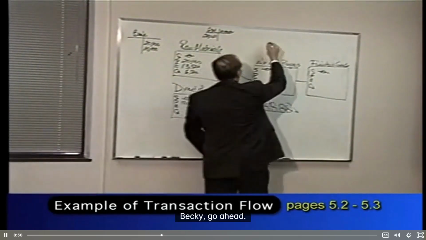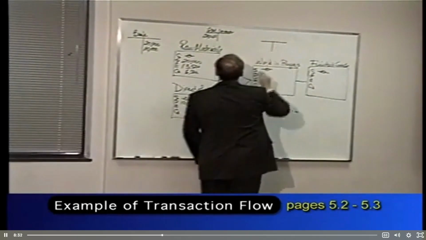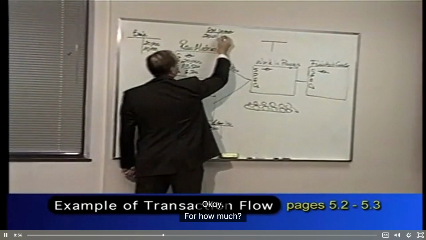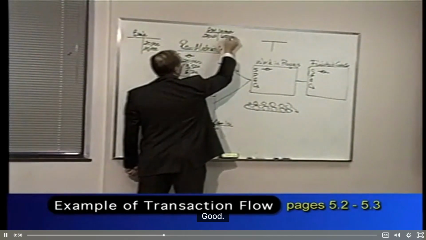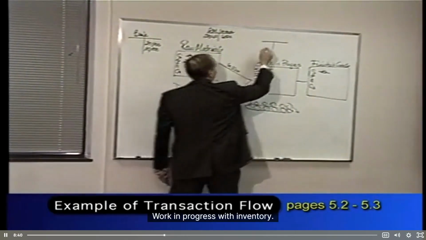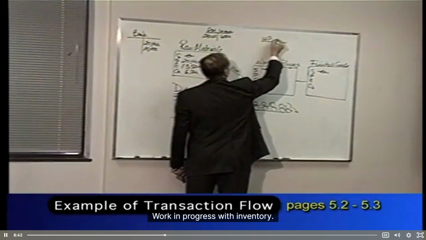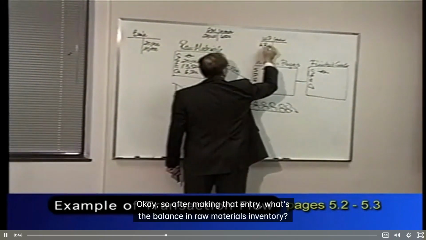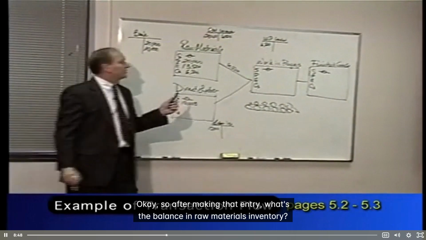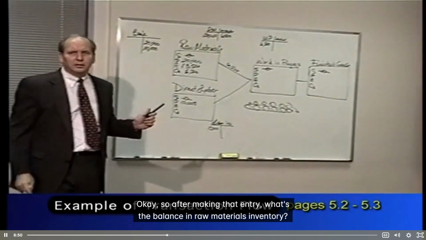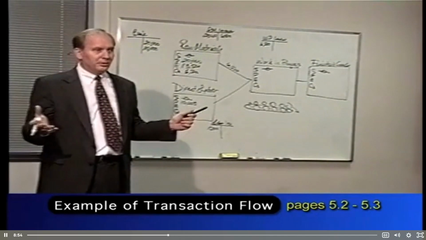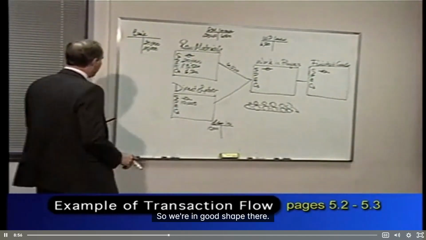Becky, go ahead. It'd be a credit to the raw materials inventory. Okay, for how much? For $6,500. Good. And a debit to work in progress inventory of $6,500. Okay. So after making that entry, what's the balance in raw materials inventory? $13,500. And that's what we want, isn't it? We want it to be $13,500. So we're in good shape there.